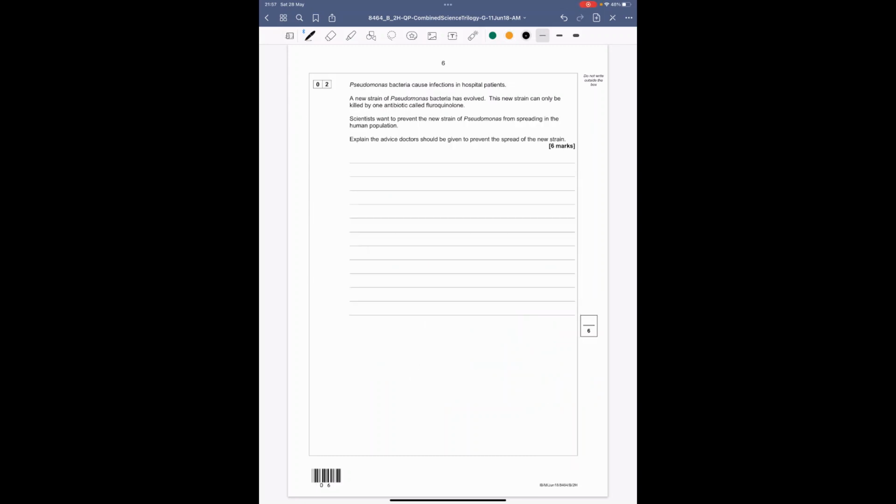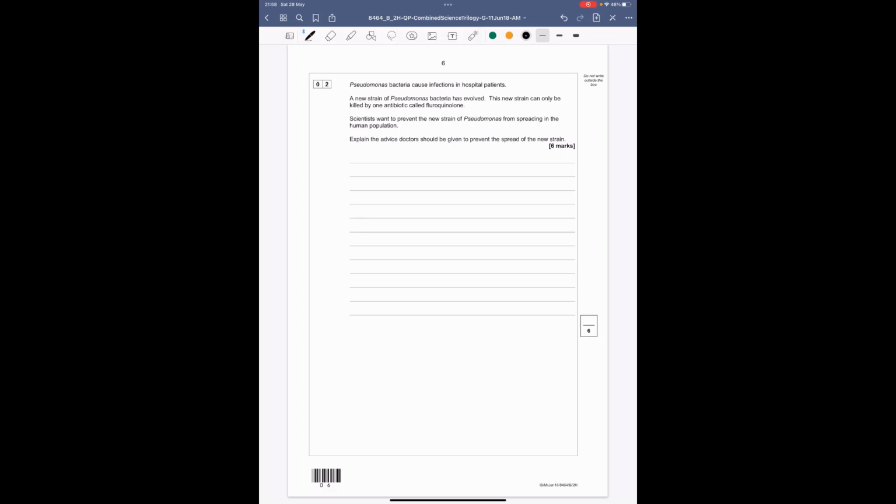Okay, so question number 2 then. Pseudomonas bacteria causes infections in hospital patients. A new strain of bacteria has evolved. The new strain can only be killed by one type of antibiotic called fluoroquinolone. Scientists want to prevent the new strain of Pseudomonas from spreading in the human population. Explain the advice that doctors should be given to prevent the spread of the new strain.